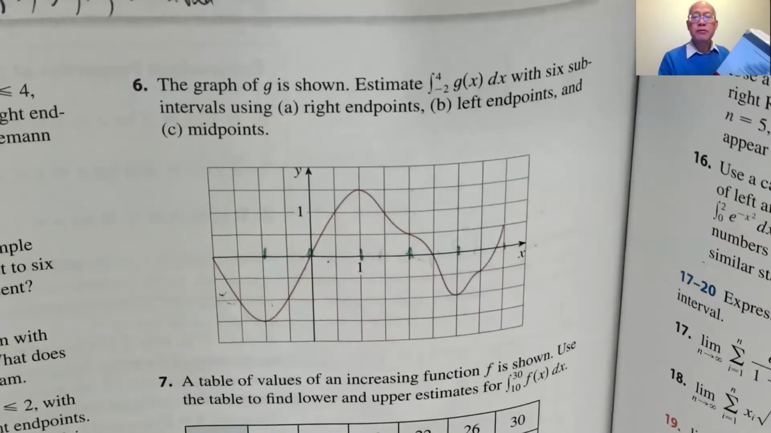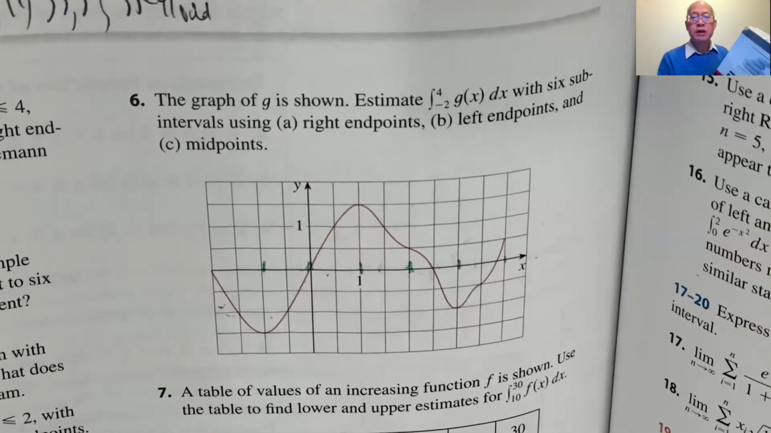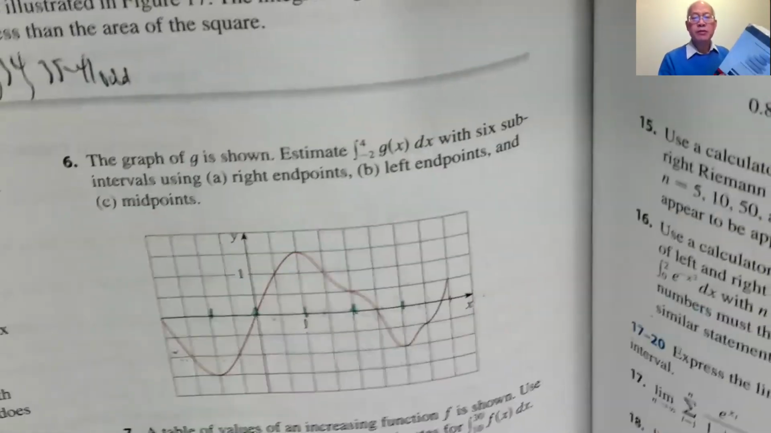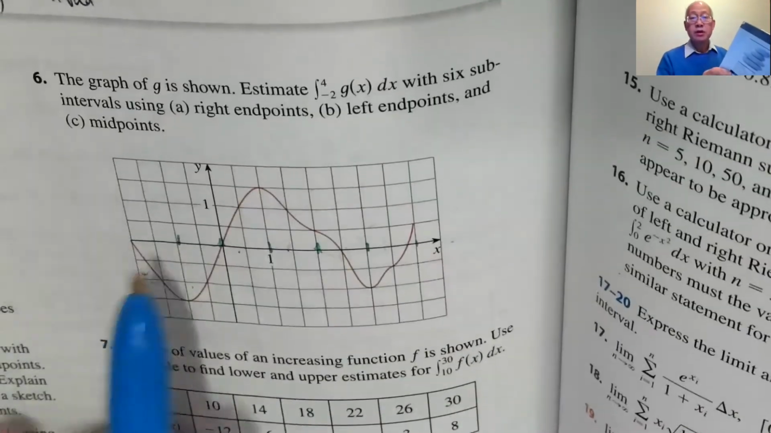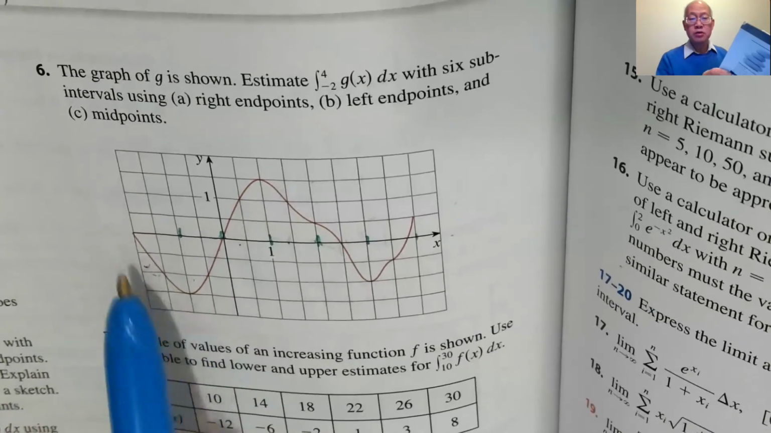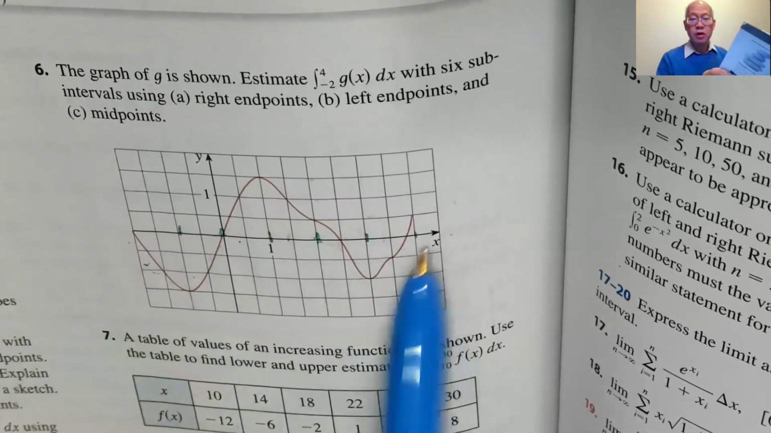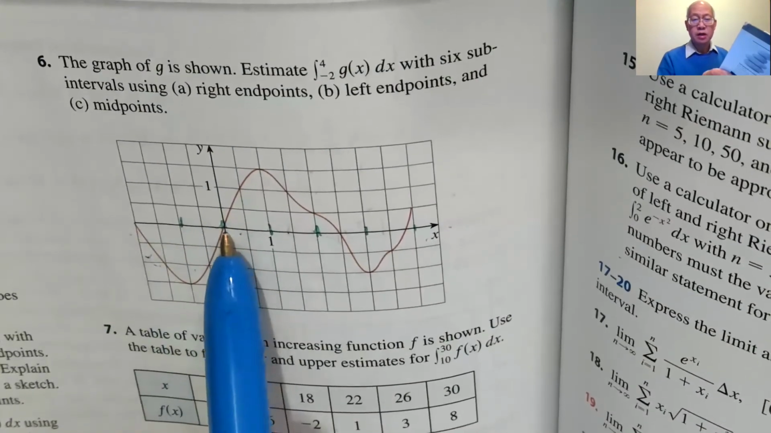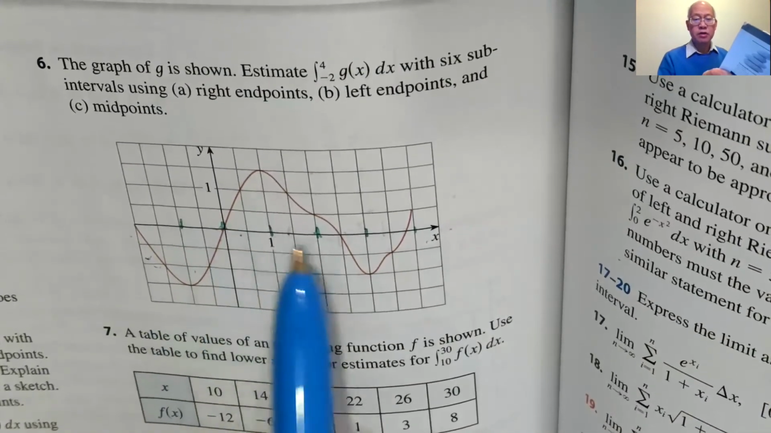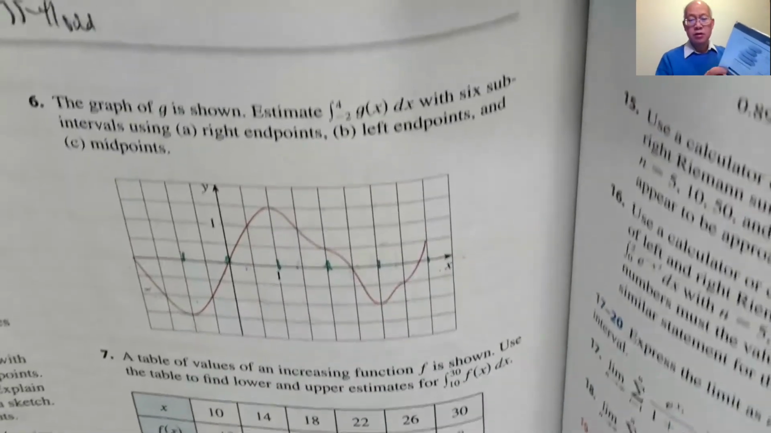Okay, estimate the integral from -2 to 4 with 6 subintervals using right endpoints, left endpoints, and midpoints. Okay. So we're going from -2 to 4. These are, by the way, half units. So this is 1. So this is 1, -1, -0, 1, 2, 3, 4. Okay.